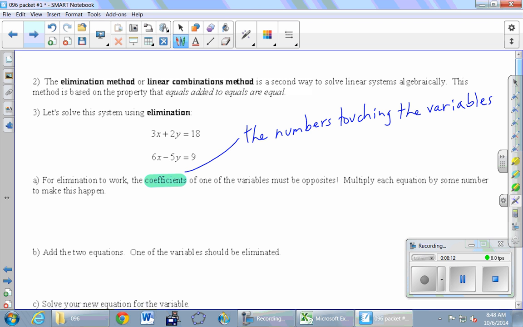So in order for this new technique to work, we need the number in front of one of the variables to be opposite of that same guy in front of the other variable. And in order to make that happen, we're going to multiply each equation by something. So for example, suppose that we just decided to focus our attention on the y's. At the moment, the numbers in front of the y's are different, 2 and negative 5. I need them to be the same, but the opposite. Give me a number that 2 goes into and 5 goes into: 10. So we're going to turn both of those guys into 10s.